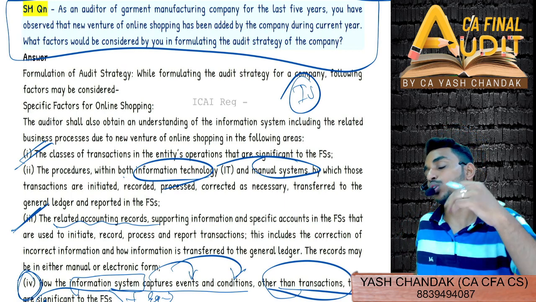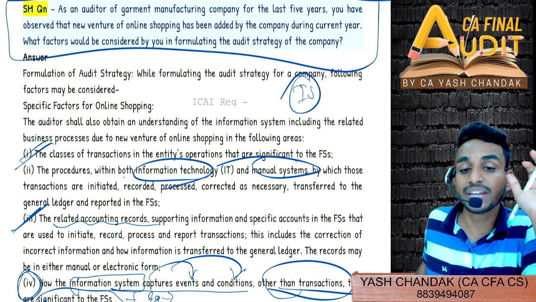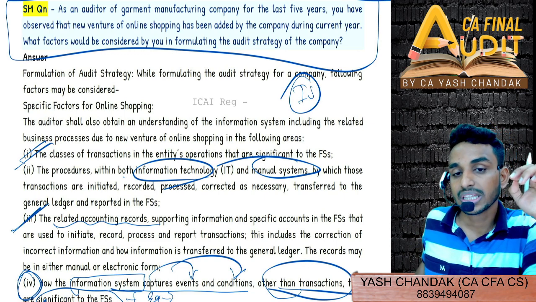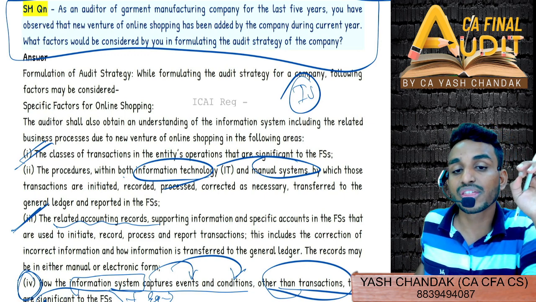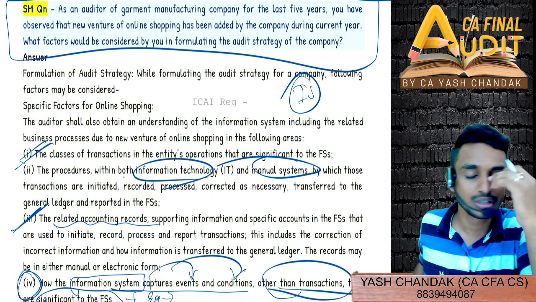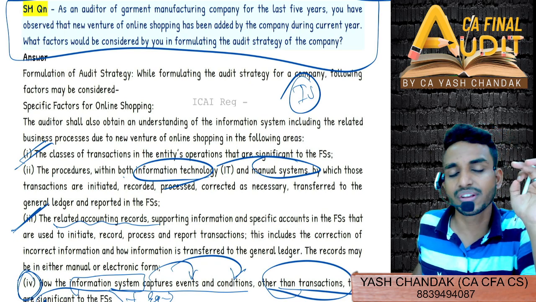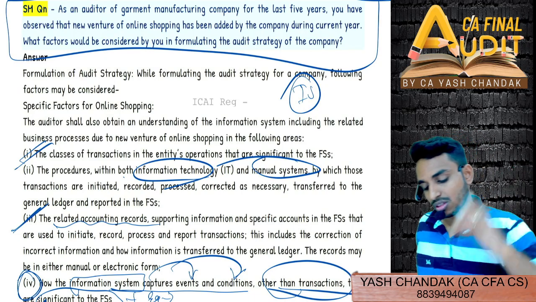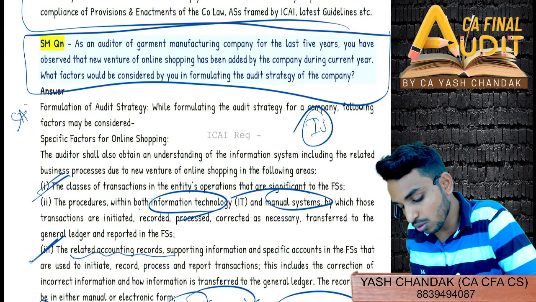Same again, we will go through the same question, but there the question line will be different, in chapter 3. There, instead of procedures and records, they will ask about methods, and there will be a slight difference in the answer. So just go through SA 315 also.